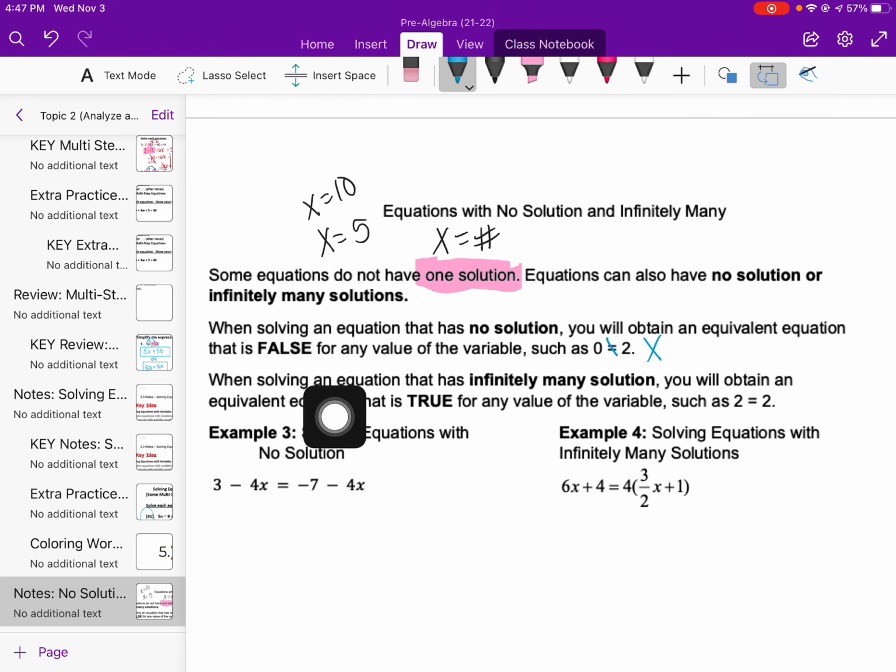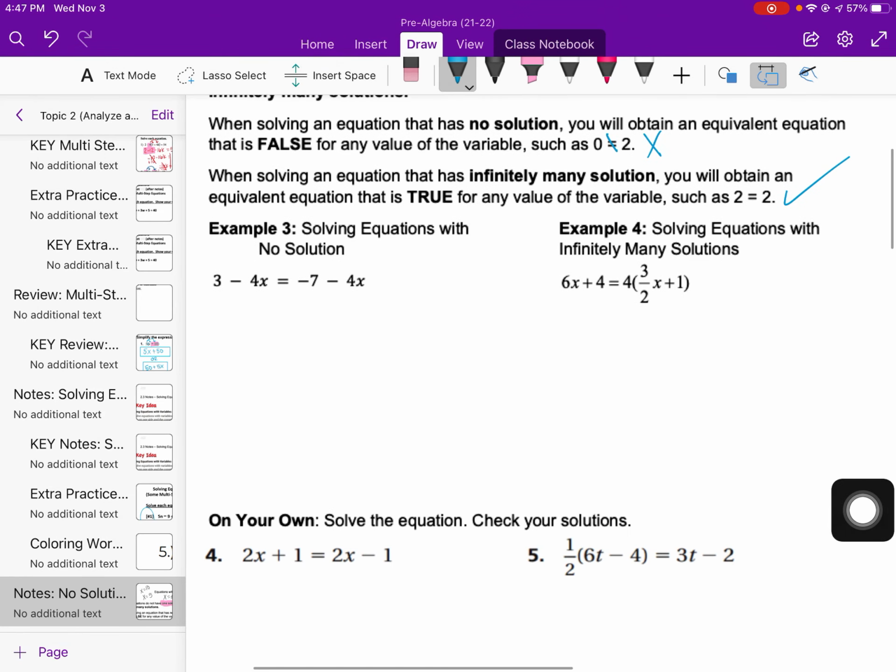On the flip side, when solving an equation that has infinitely many solutions, you obtain an equivalent equation that is true for any value of the variable, such as 2 equals 2, which is a true statement. What this means is there is more than one answer you can put into the equation that would get our left-hand side equal to the right-hand side. And to go back to no solution, there is absolutely no number you can put into our equation to get the left-hand side equal to the right-hand side. So that's the definition behind both of these.